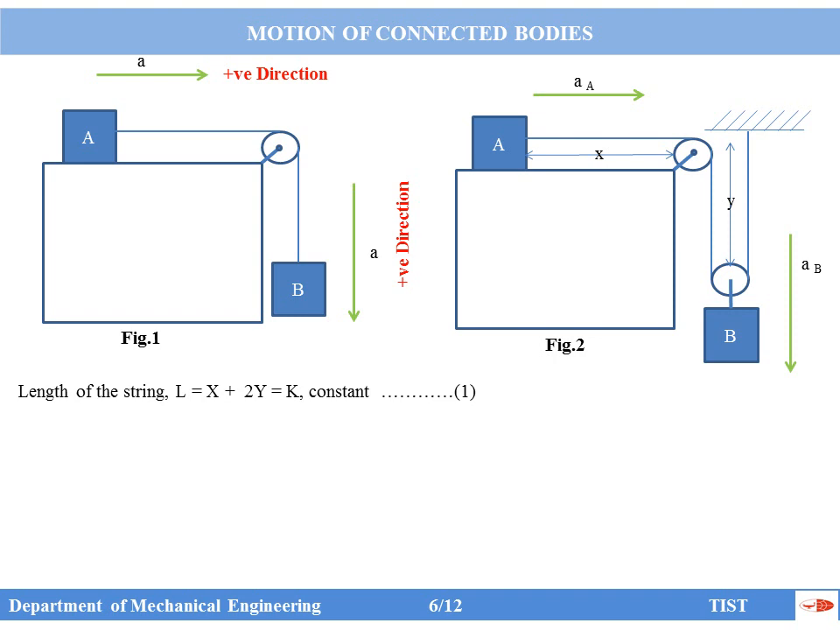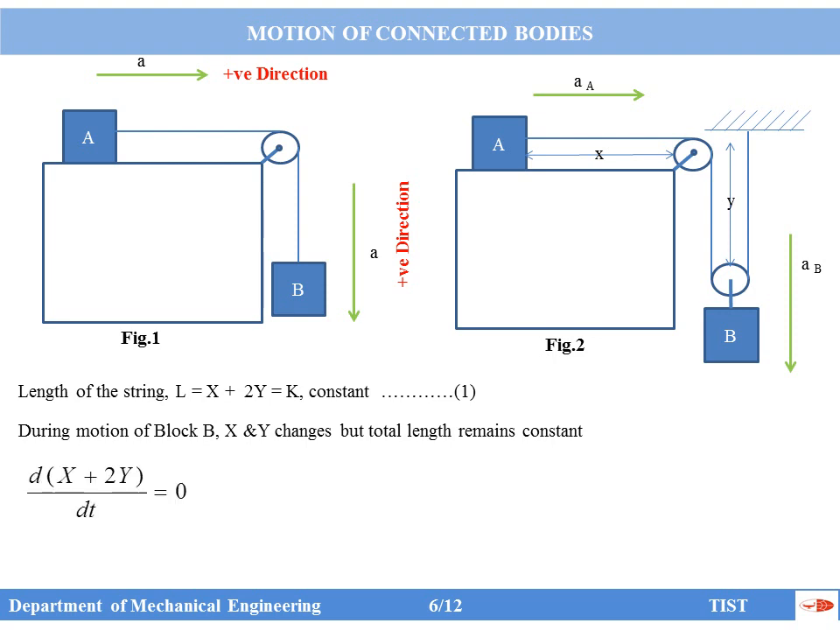Okay, so while the motion of block B, x and y will change with respect to time. So we differentiate this equation 1 with respect to time, we will get, during the motion of block B, x and y will change, total length remains constant. So while differentiating this length L with respect to time t, we will get d by dt of x plus 2y equal to 0. Now if you rearrange, dx by dt plus 2 into dy by dt is 0. Now what is dx by dt?